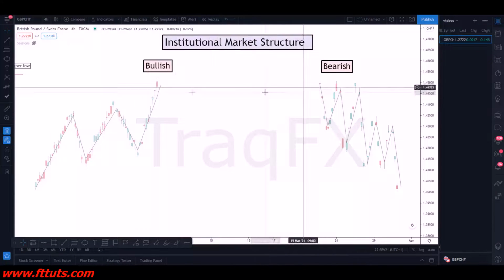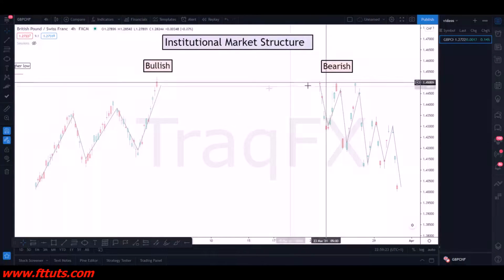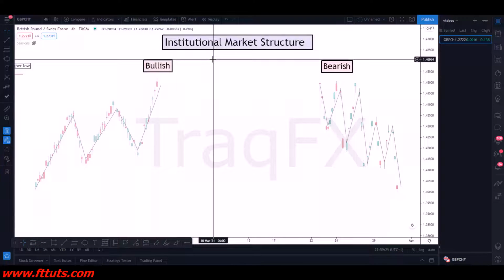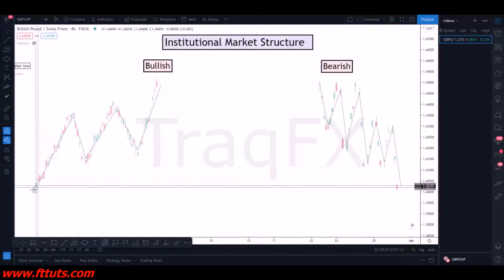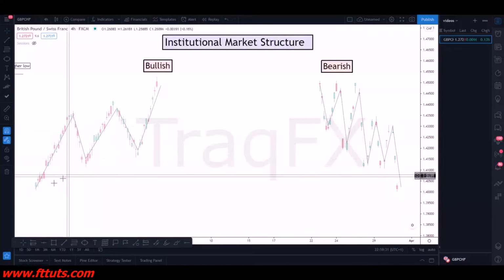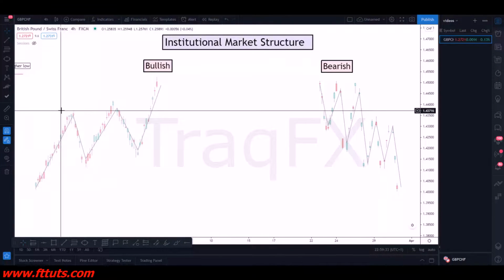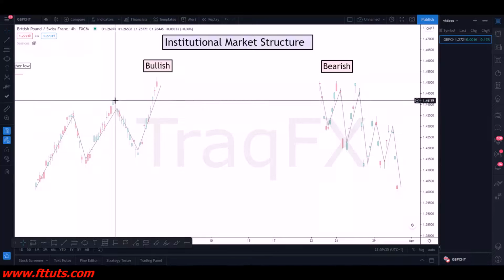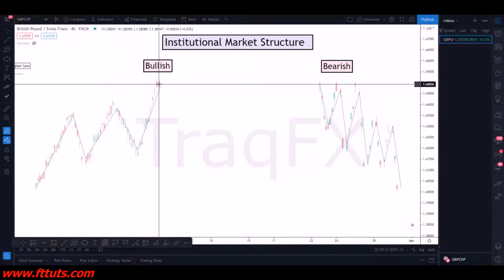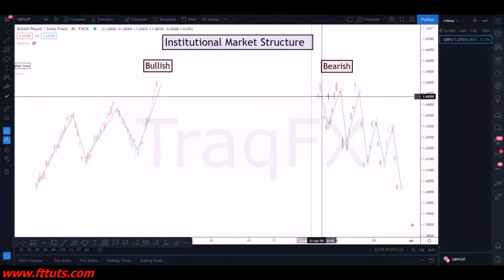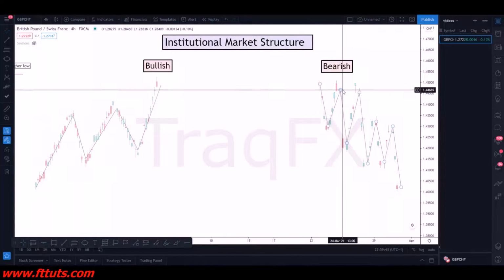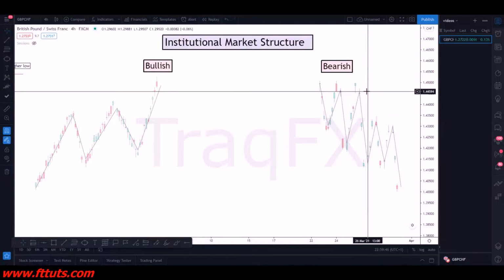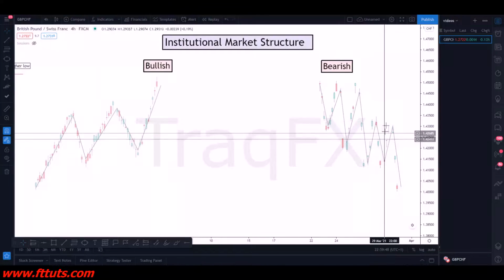Now, in the way it moves, there are two different types of concepts. There's bullish and then there's bearish. In a bullish market structure, the market tends to create higher highs and higher lows. So we have a low, then a high, then a higher low, higher high, higher low, and then once again another higher high. For bearish, we have a high, then a low, then a lower high, and then a lower low, and then lower high, lower low, lower high, lower low.